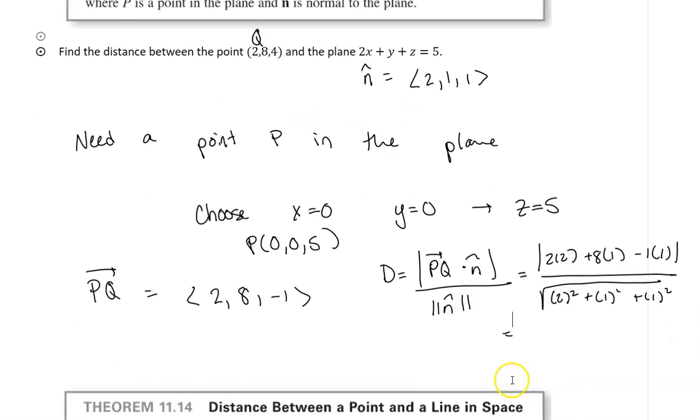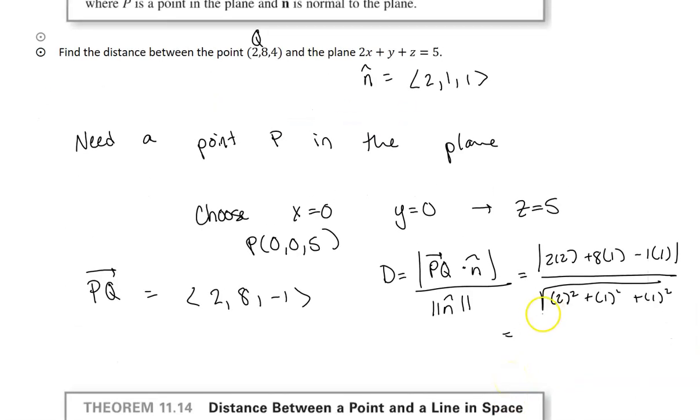So that gives me the absolute value of 11 over the square root of 6, or 11 root 6 over 6. And that is the exact value of the distance between the point Q and the plane that we were given here.